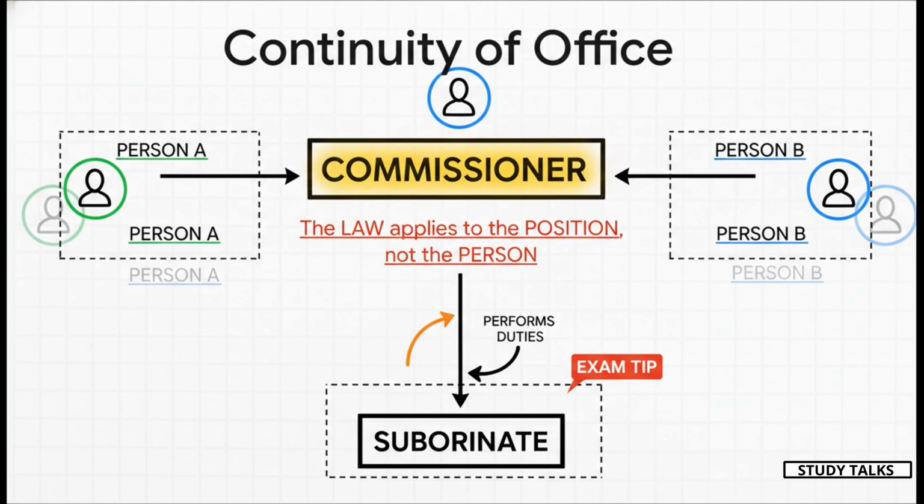These next 3 sections are all about ensuring continuity, so the work never stops. Section 17 clarifies that the law applies to the position, not the person. So if a law refers to the commissioner, it applies to whoever is the commissioner at that time. Section 18 extends this to their successors, and Section 19 allows a subordinate to lawfully perform the duties of their superior. See? Together, they make sure the government's work doesn't just halt when people change roles.